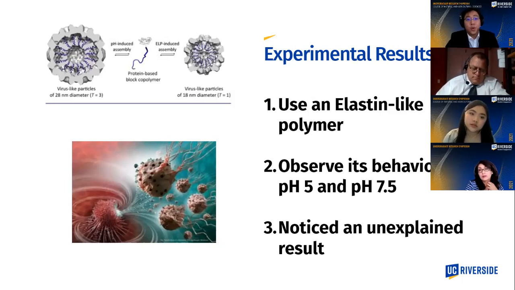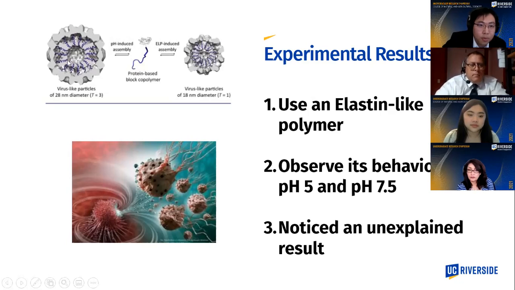So the experimental Dutch researchers we are collaborating with actually noticed a special phenomenon about the CCMV when they recreated the CCMV capsid using what is called an elastin-like polymer, or ELP for short. As you can see here, these purple things inside these capsids right here. They observed the behavior at different pHs, at pH 5 and pH 7.5.